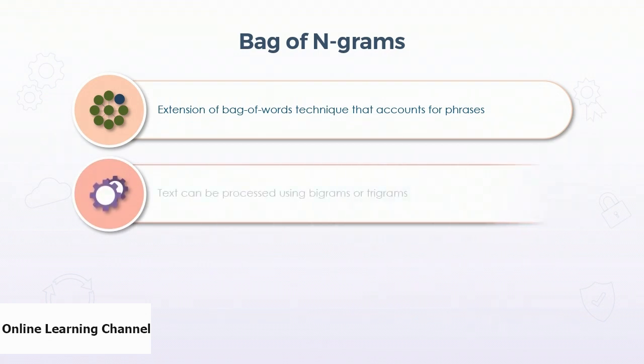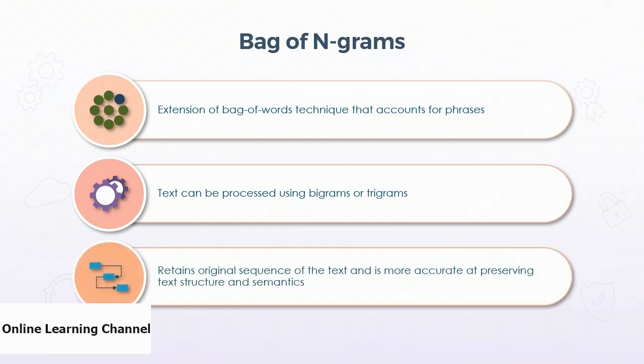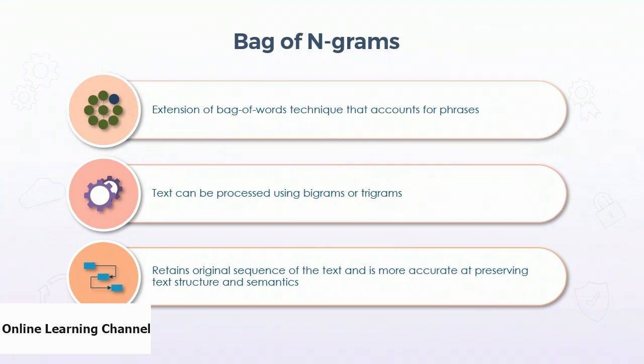The bag of n-gram model creates tokens by collating individual tokens into sequences as n-grams, where n indicates the word count in each sequence. Bigrams indicate n-grams of the order of 2, and similarly trigrams indicate n-grams of the order of 3 words. Bag of n-gram techniques retain the original sequence of the text and therefore are more accurate at preserving the structure and semantics of the text.